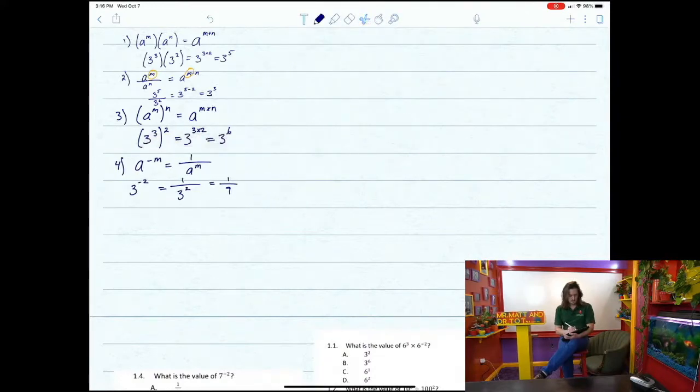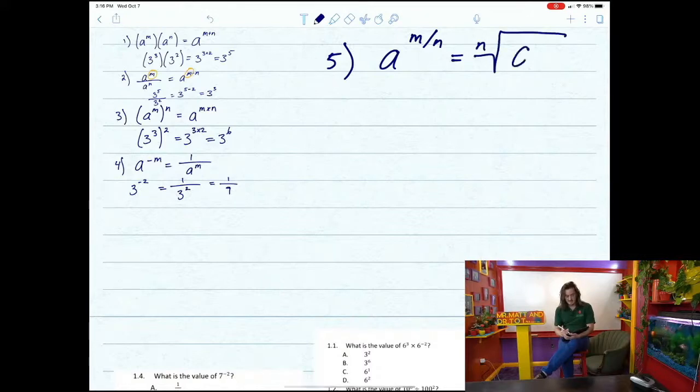Then we talked about fractional exponents. So if you have a number raised to a fractional exponent, the denominator of the exponent becomes the index value of the radical sign. The numerator of the exponent remains the exponent of the radicand. So the radicand is everything underneath of the radical sign.